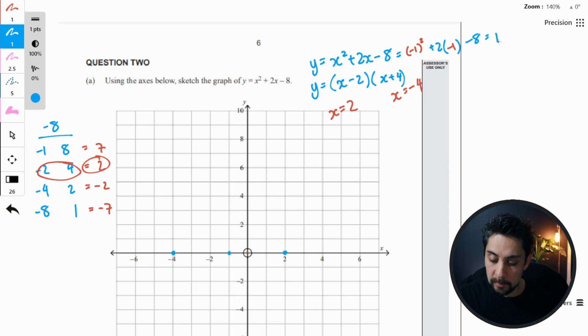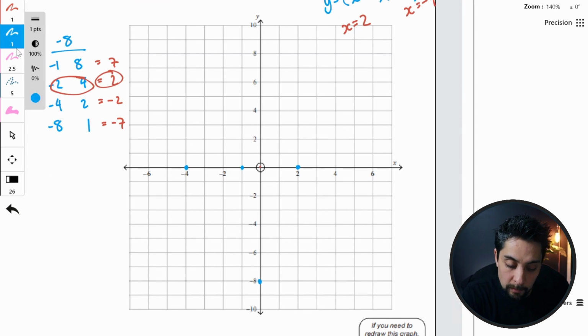Negative 1 squared is 1. 2 times negative 1 is minus 2. And then minus 8 from there. So we end up with 1 minus 2 is negative 1. And then minus 8 from that is negative 9.